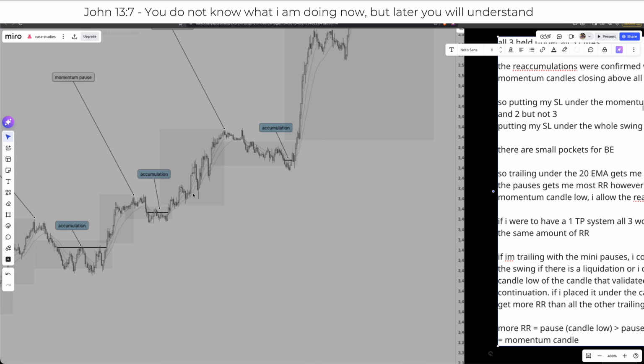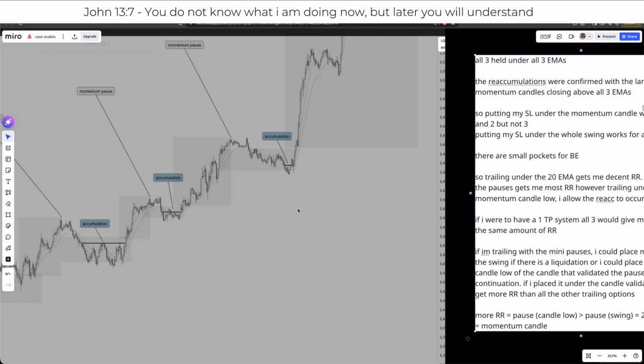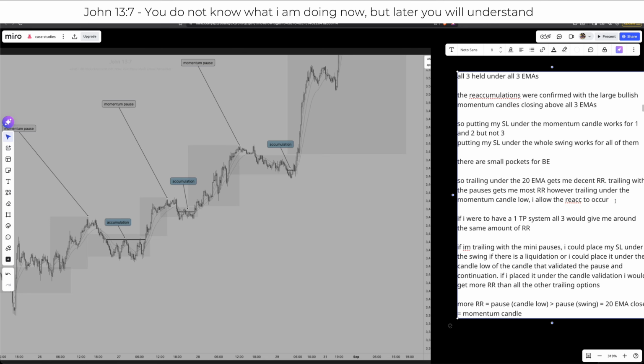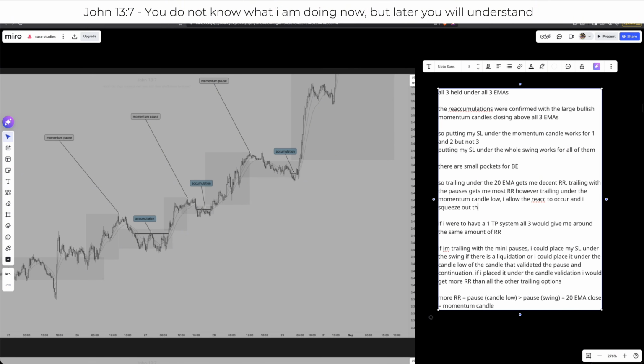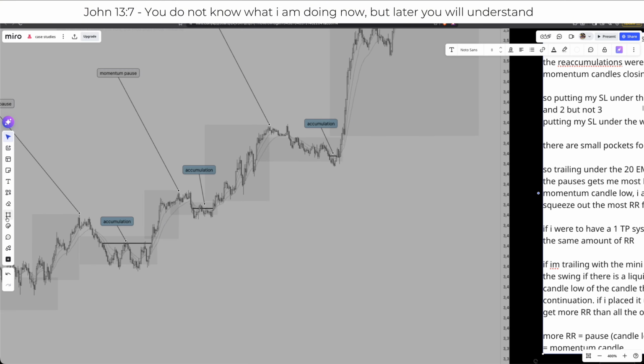pushes. So like this right here would be a start of momentum move. I would probably squeeze out a little bit more RR, right? Because momentum is here. And I squeeze out the most RR from the three because of the momentum.